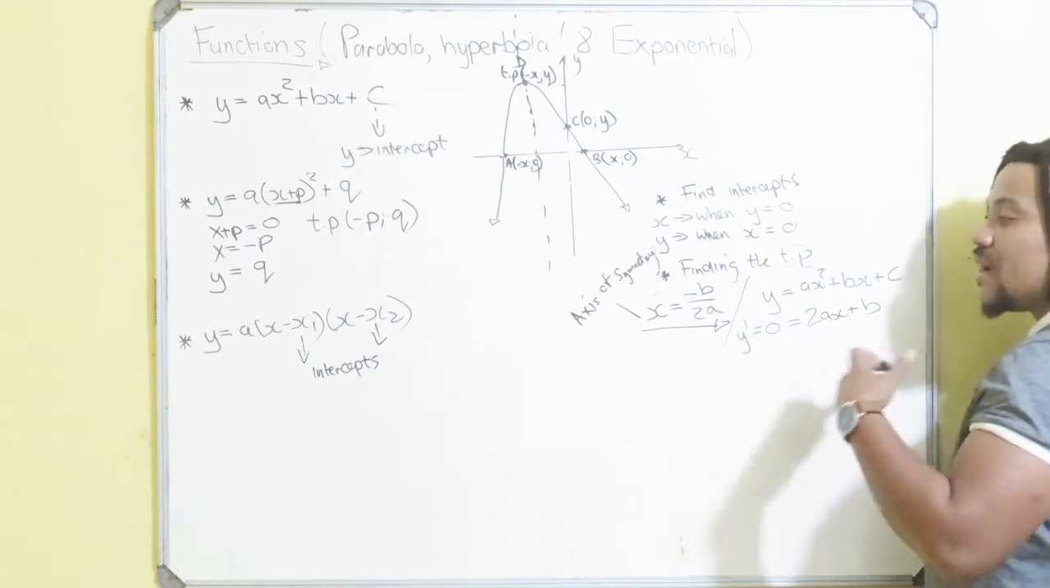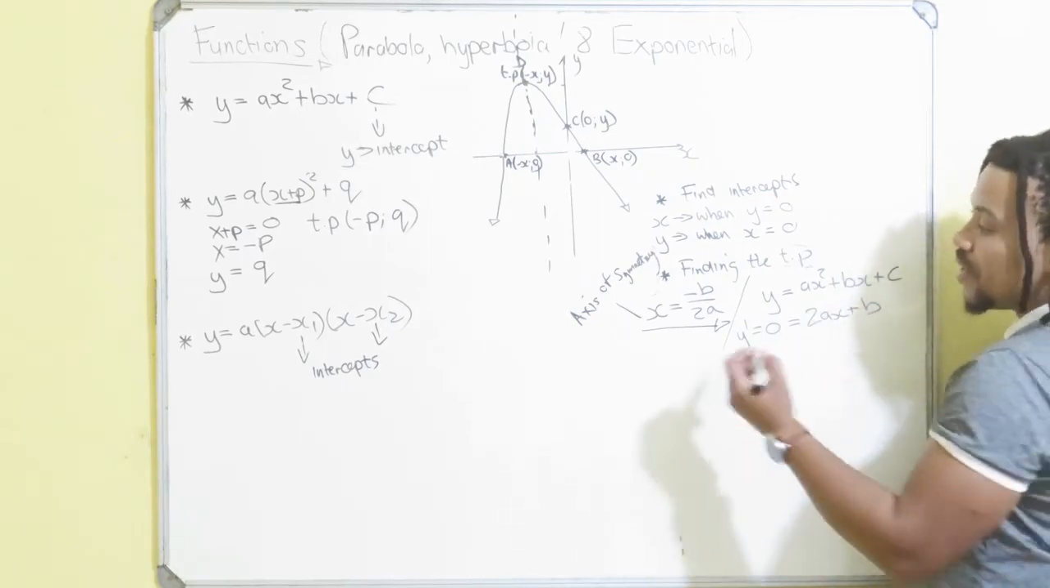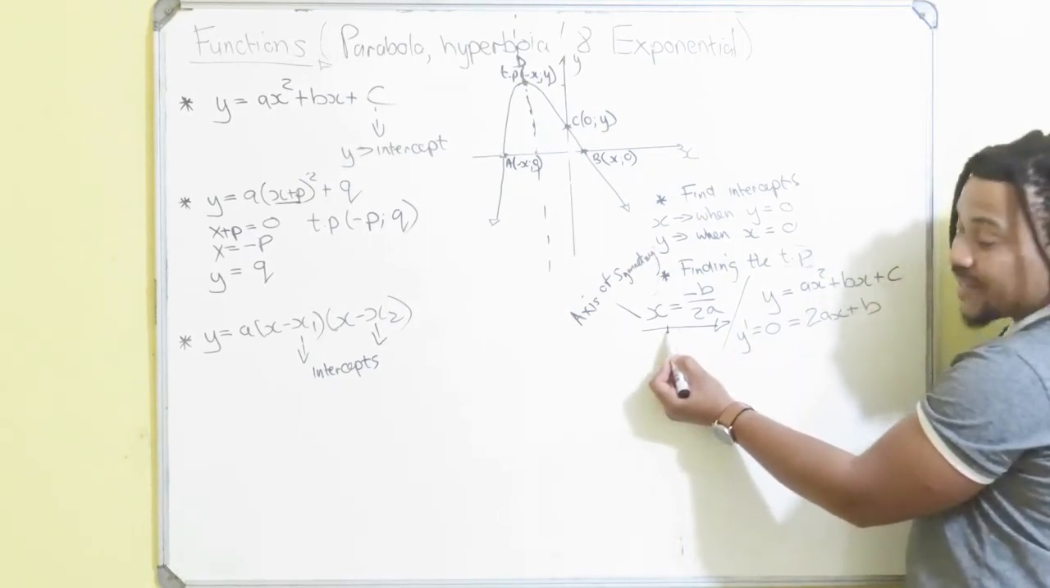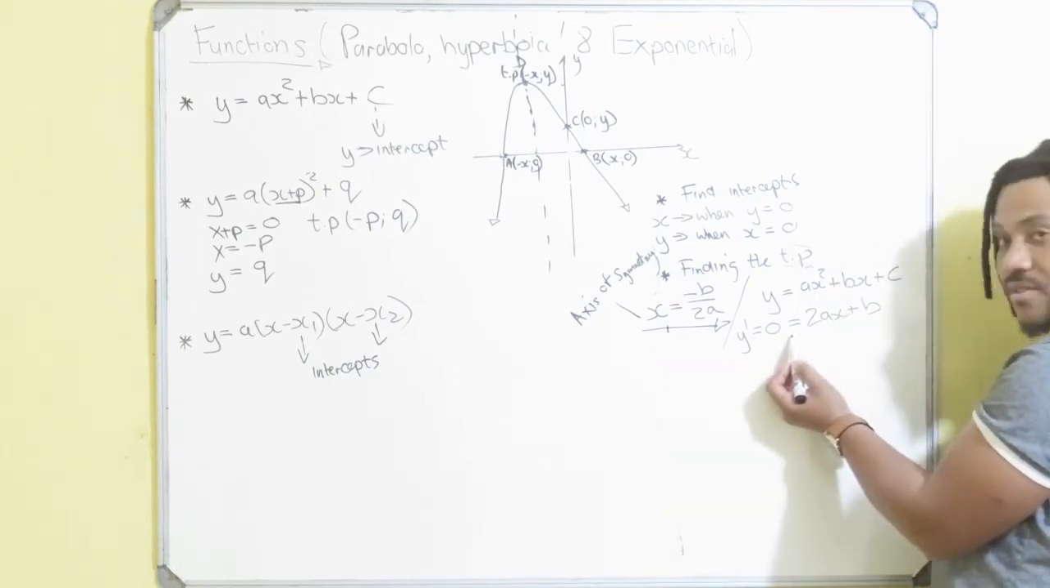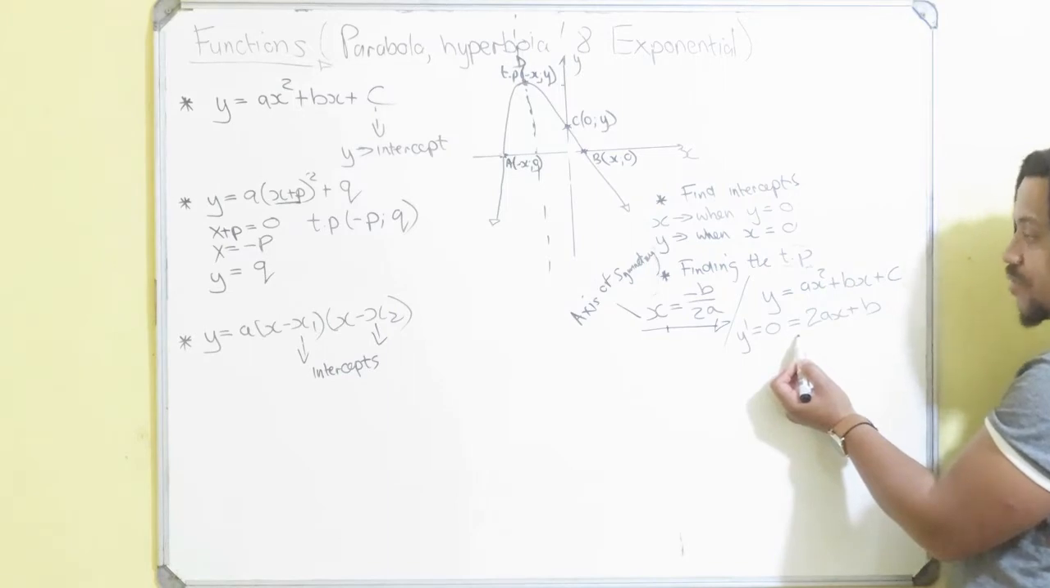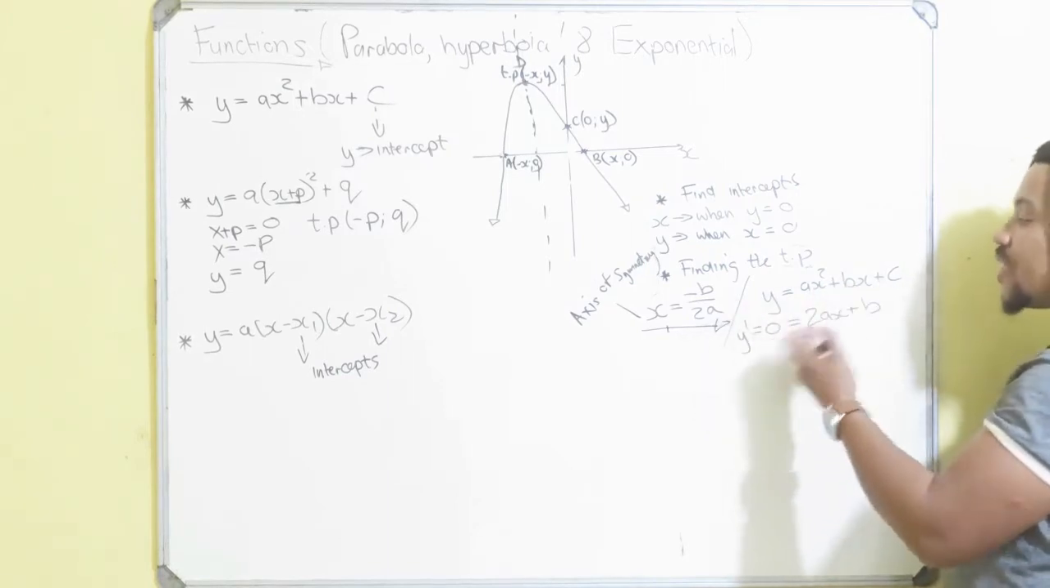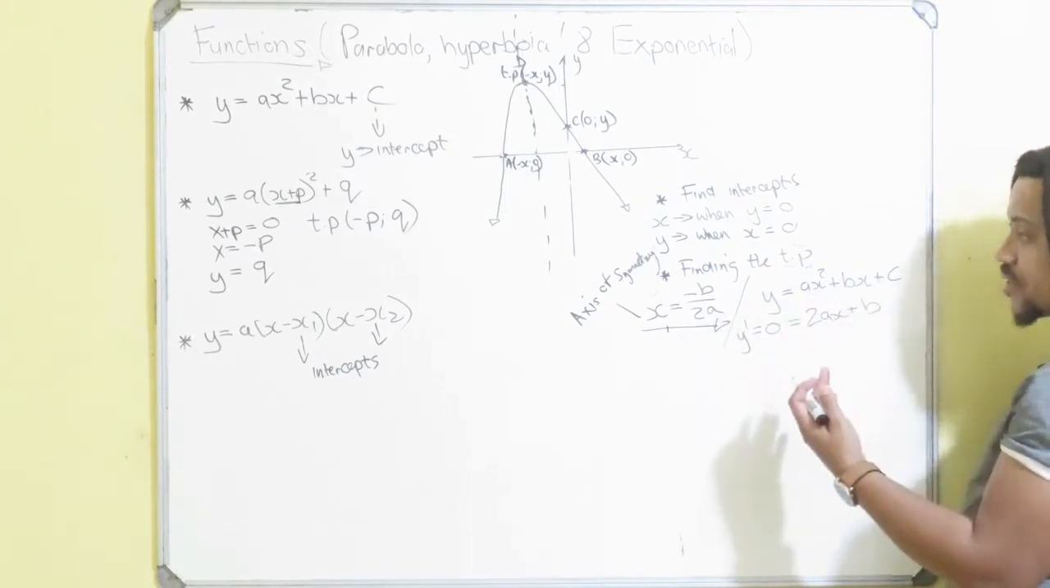So it doesn't matter which method you use. You can use the equation to calculate the x coordinate of the turning point, or you can use this method of finding the first derivative. Either method will give you the same answer.